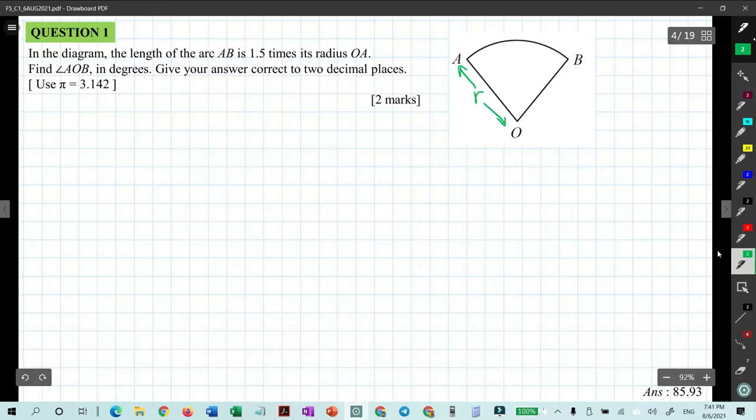Okay, so if this is the radius and this is the arc length, therefore the arc length is equal to 1.5 times r. Because the radius is r, the arc length is actually 1.5r. Find the angle AOB in degrees. So where is angle AOB? This is AOB, so the angle AOB is located here. I'm going to label this angle as theta.